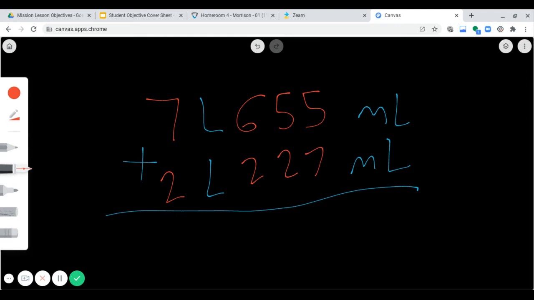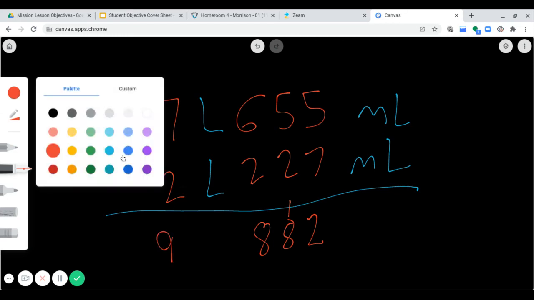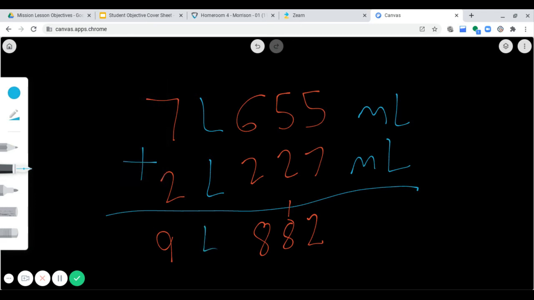So I'm going to do 5 plus 7 right here is 12. Carry the 1. 5 plus 2 is 7. Plus 1 is 8. 6 plus 2 is 8. And then 7 plus 2 over here is 9. And then I just need to put back in my labels. So those two together are 9 liters, 882 milliliters. Now let's check back at the problem.